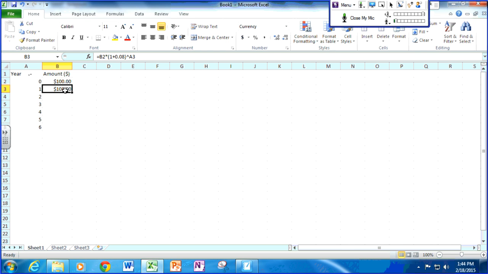But here's the cool thing about this. If I hit the copy button and then I select a whole bunch of cells and then I hit the paste button, notice it fills it in for me. What did I do wrong here? All right. Well, let me see what I did.